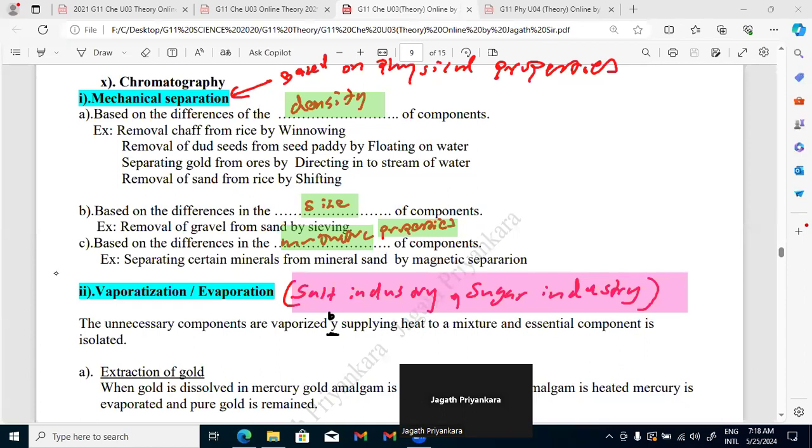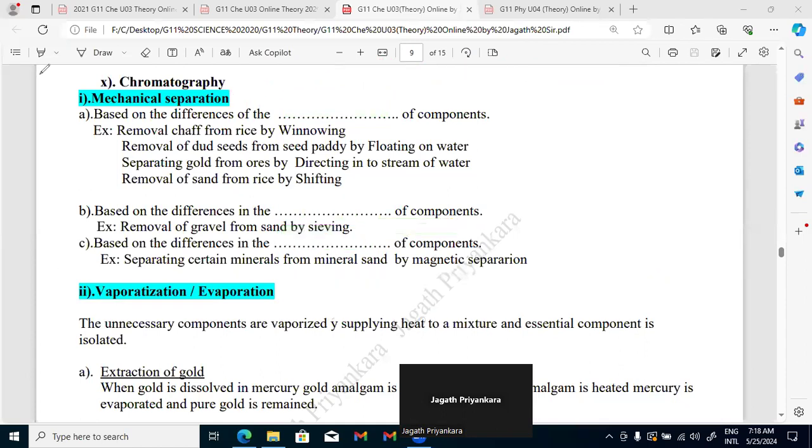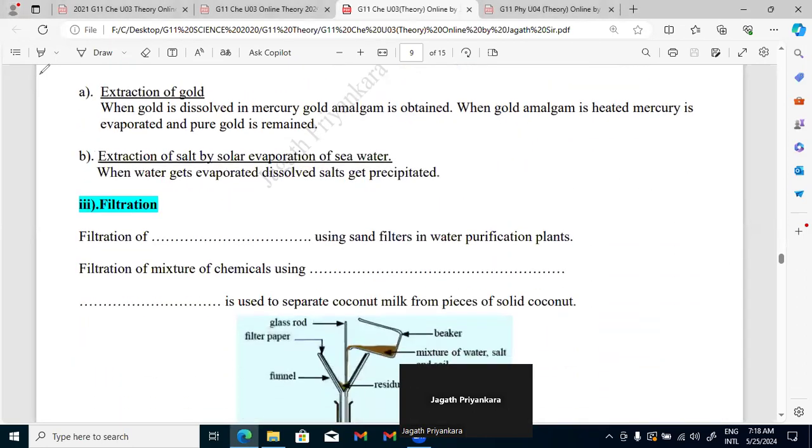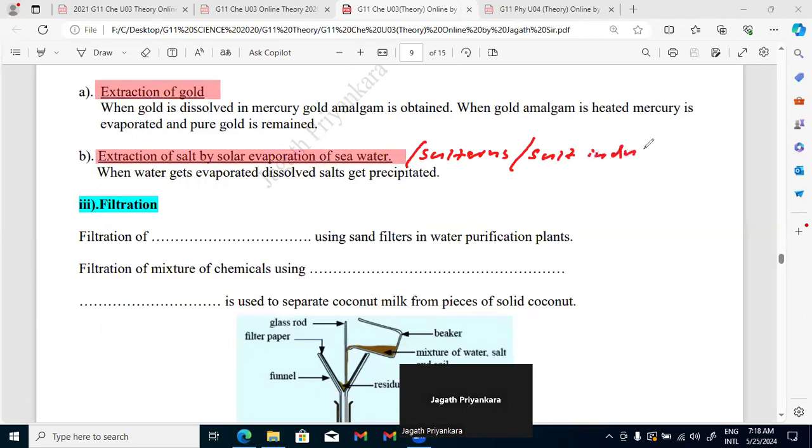Next one. The extraction of gold and the extraction of sugar also you can write. For the extraction of gold we use what? Evaporation. Extraction of salt from seawater is called the salt industry. Solvents or salt industry. Right.